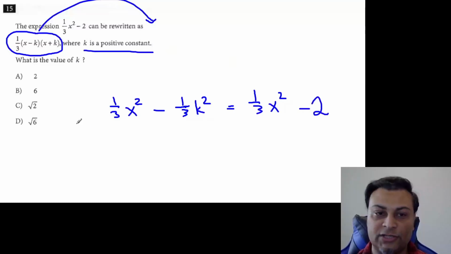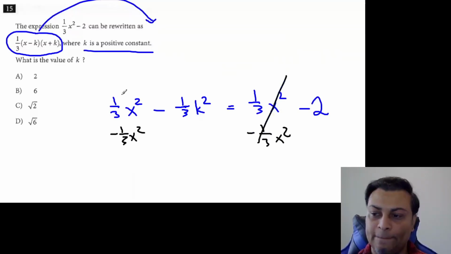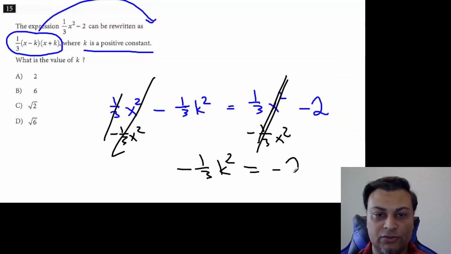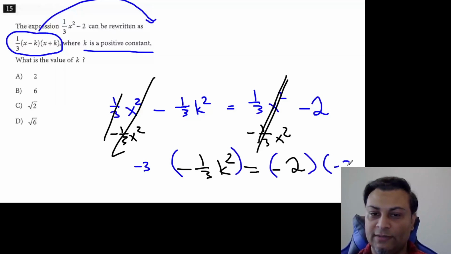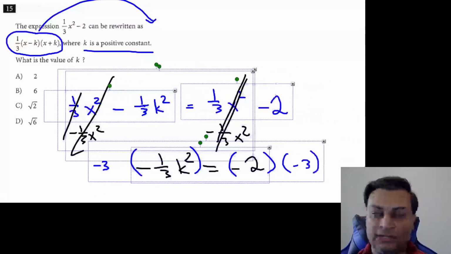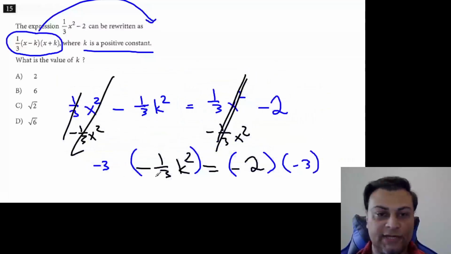Okay, they both have this 1/3 x squared, so I can subtract the 1/3 x squared away. Okay, all this is canceled, all this is canceled. You have negative 1/3 k squared equals negative 2. Then you multiply this side by negative 3 and multiply this by negative 3. And you wind up with k squared. Negative and negative cancel. 3 and 1/3 make a 1. So you end up with k squared equals 6.